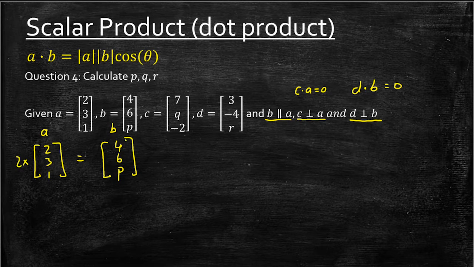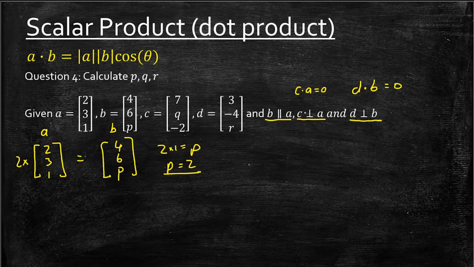2 times 2 is 4. 2 times 3 is 6. And therefore we can work out what the value of p is now, because 2 times 1 should be 2. So from this result, we know that 2 times 1 is p, so we know that p equals 2, because we know that vectors that are parallel are scalar multiples of each other.